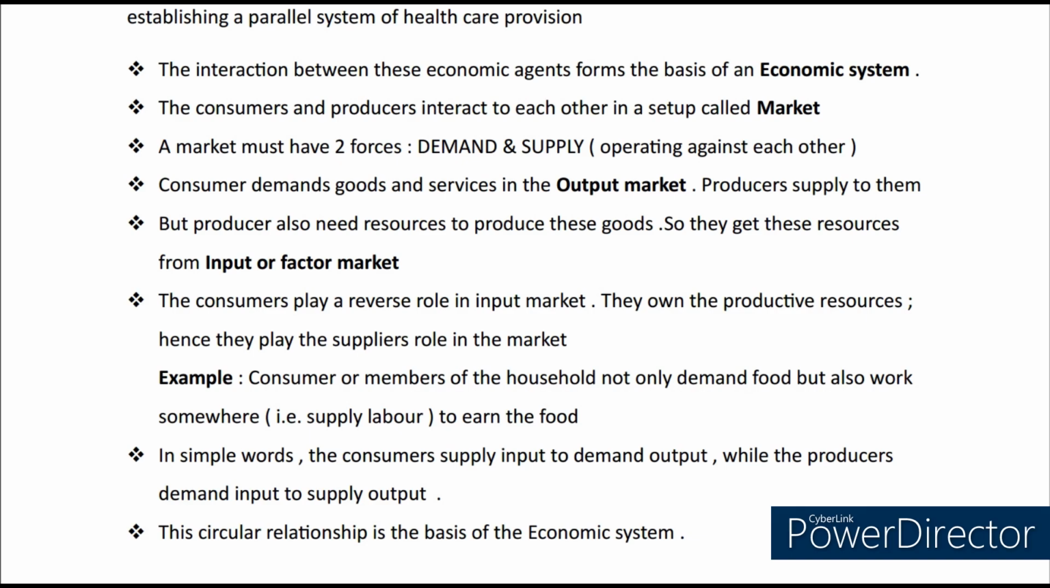So in output market, consumer demands goods and services. But in the input or factor market, the consumer acts as a supplier. A simple example, consumer or members of the household not only demand food, that is they're demanding food in the output market, but also work somewhere, right? They might be working in some factory, that is nothing but the supply of labor to the producers to earn the food. Okay, so this is a very simple example. Always remember, a consumer will have a reverse role in the input market. So this circular relationship between the consumer and the producer is the basis of the economic system.